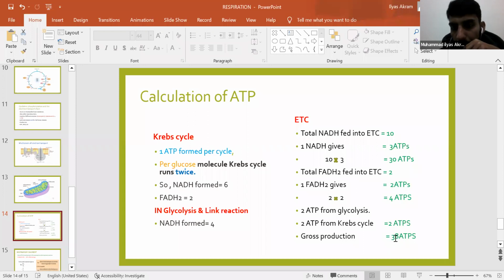While in bacteria, no utilization of ATP molecules occurs in the preparatory phase, so they form 38 ATP molecules in total.